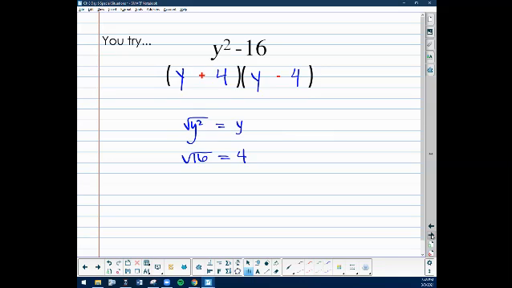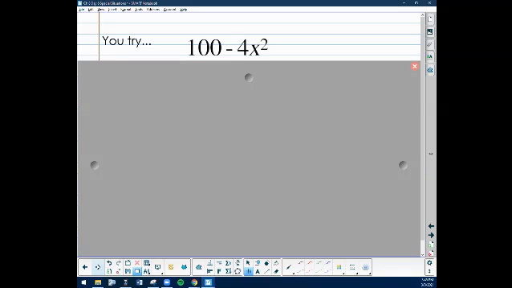Okay, square root of y squared is y. Square root of 16 is 4. And this is exactly what you would type into Delta Math. Parenthesis y plus 4, parenthesis y minus 4. Okay? Next one. Now Delta Math is going to show us where the x squared isn't always first, and that's okay. We still do the same thing.